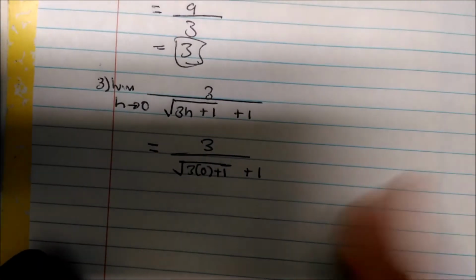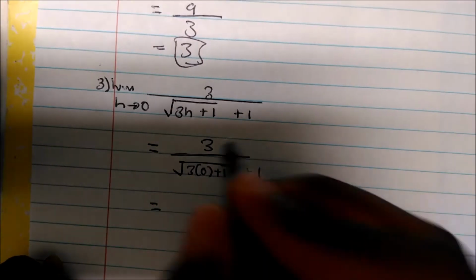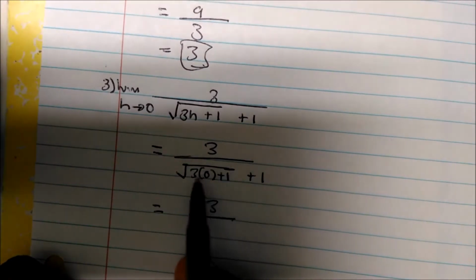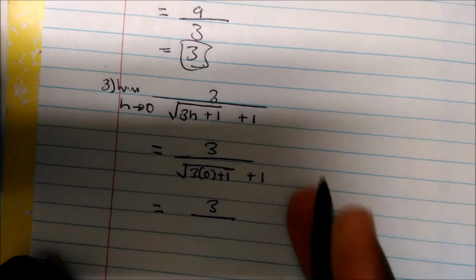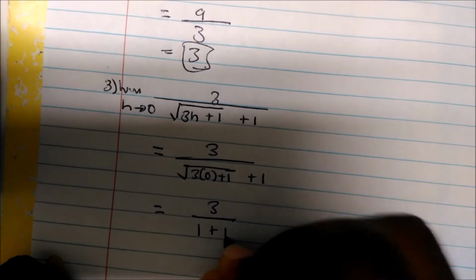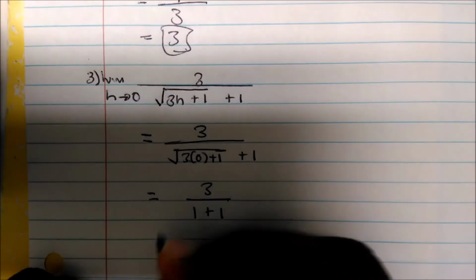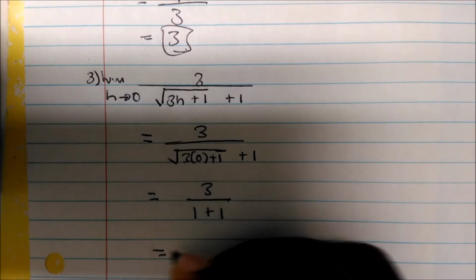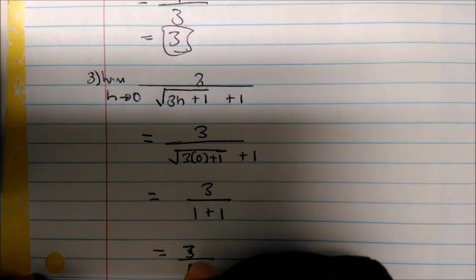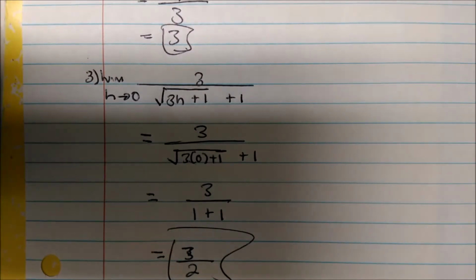And so this now becomes 3 over... well, 3 times 0 is 0. So the square root of 1 is just 1. So 1 plus 1 is 2. And we can see that our limit is going to be 3/2. Yes? All right. Let's look at another one.